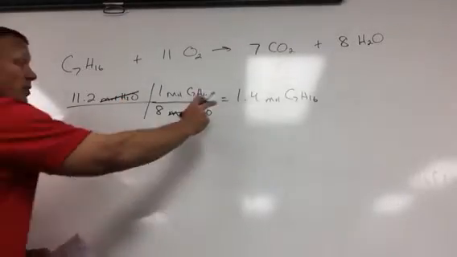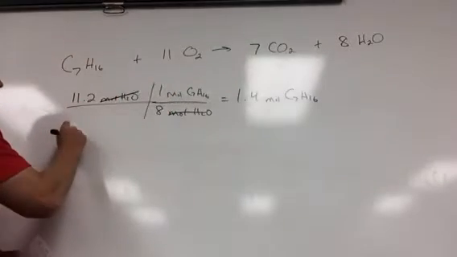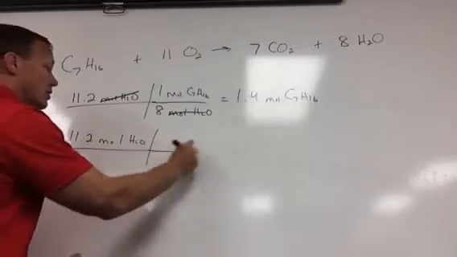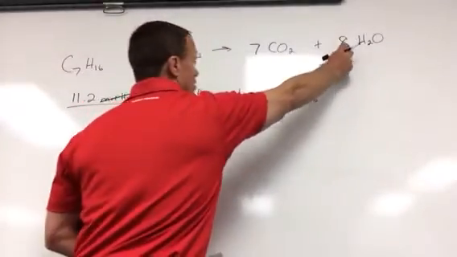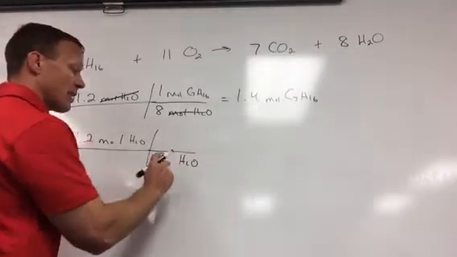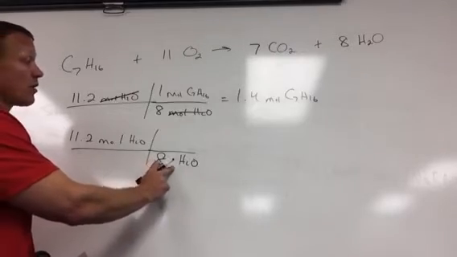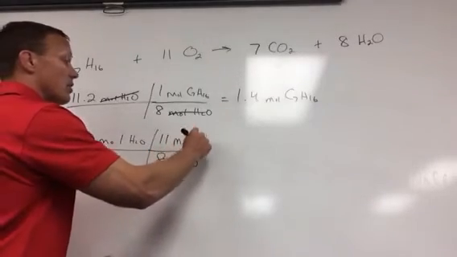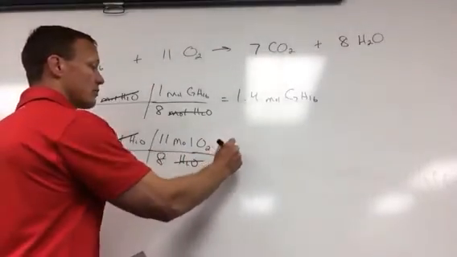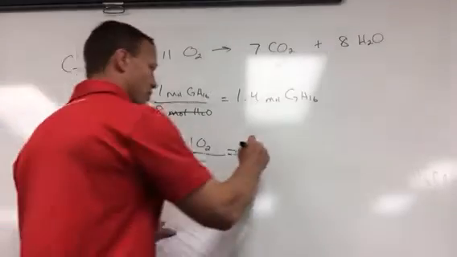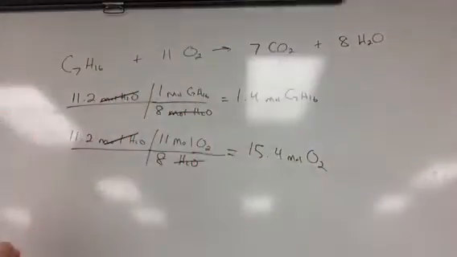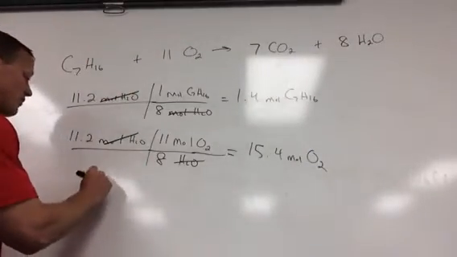Same thing, I can start with this number now, or I can start with 11.2, it makes no difference. If I say I have 11.2 moles of water, my ratio in this case is for every 8 waters, there's 11 oxygens. So for every 8 moles of water, there's 11 moles of oxygen. Those cancel, and we're left with 15.4 moles of oxygen.